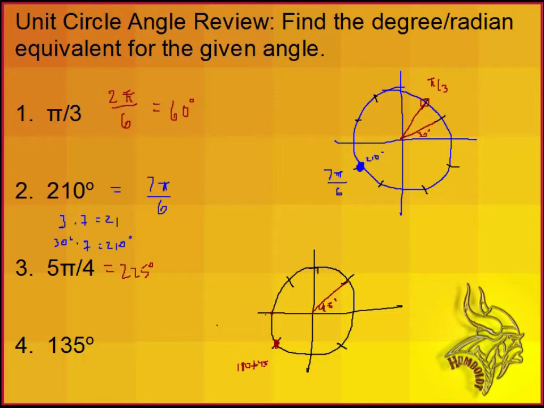The last one, 135 degrees. Let's see. So I think we just did this. 90 degrees is right here, so it's got to be in this second quadrant. 90 plus 45 is 135 degrees, so the 135 degrees is right here. That's going to be 1, 2, 3 pi over 4. 3 pi over 4.